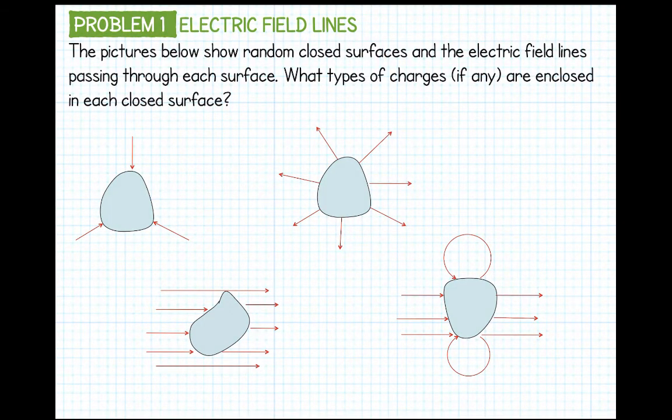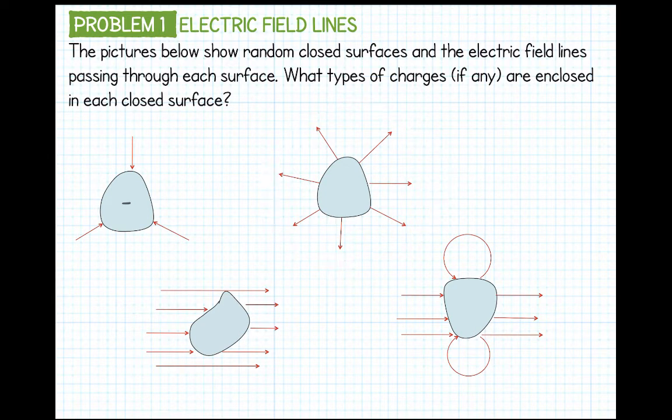This guy, what kind of charge is in here? Negative charge. How do you know it's a negative charge? Because the arrows point in, right? Arrows point away from positive charges and towards negative charges, okay? So this is a negative charge. What about this one? A positive charge.